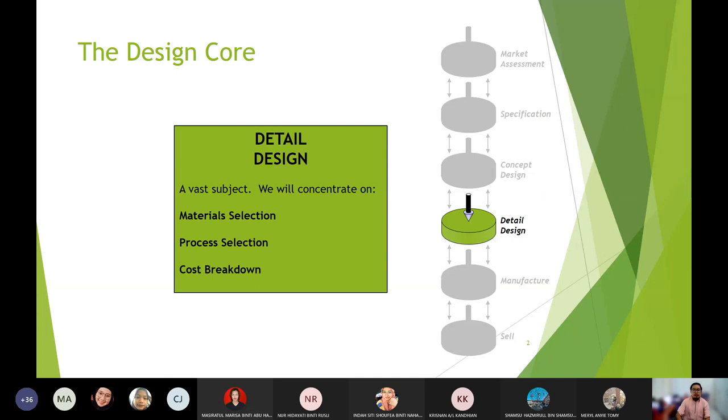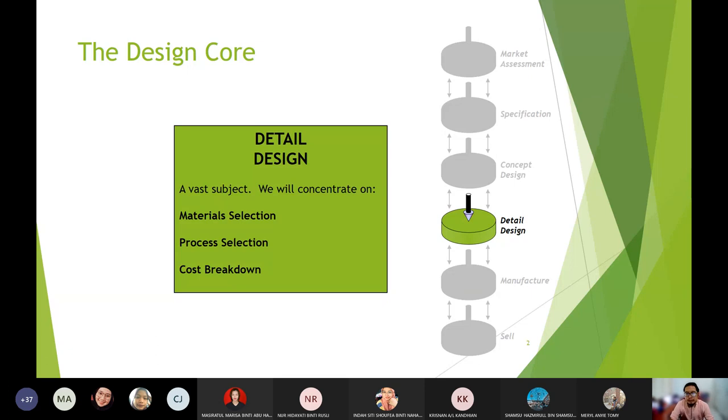I talked about earlier on, a few weeks before, what material selection and detail design are, what product design is, and how it relates to the subject of material selection. I also touched a little bit on it. The detail design is actually a very vast subject.